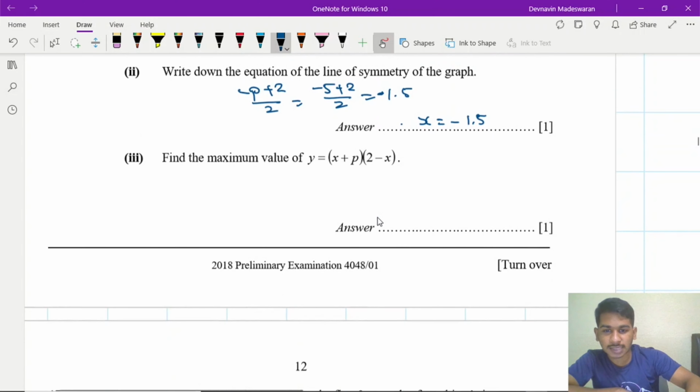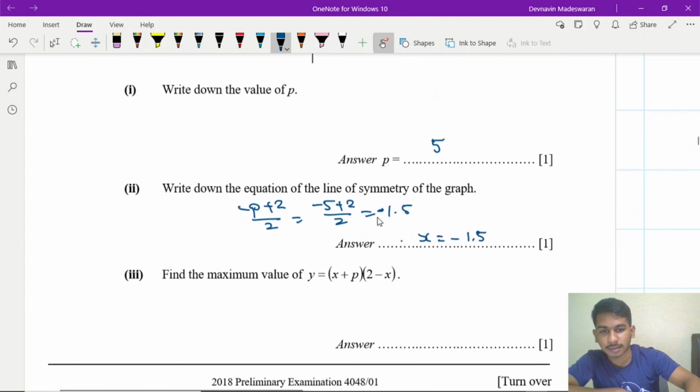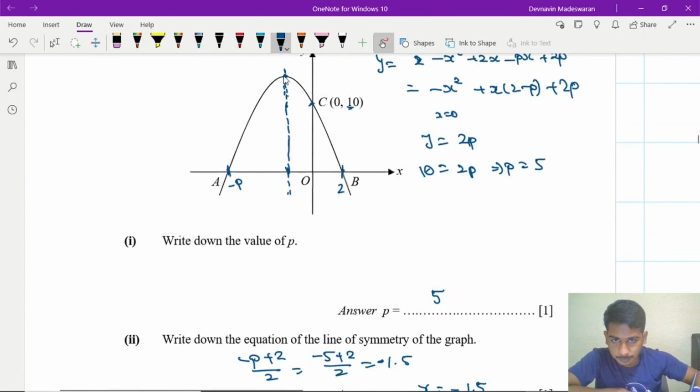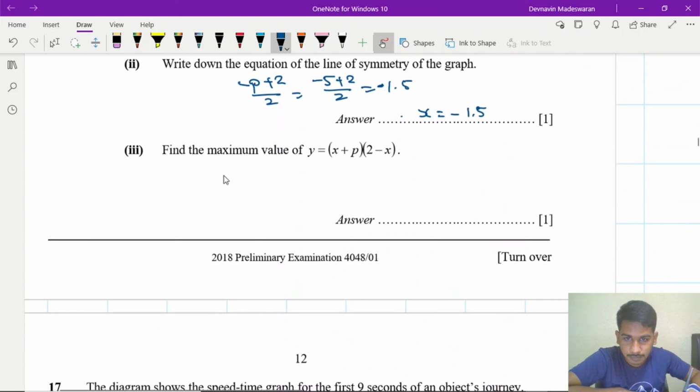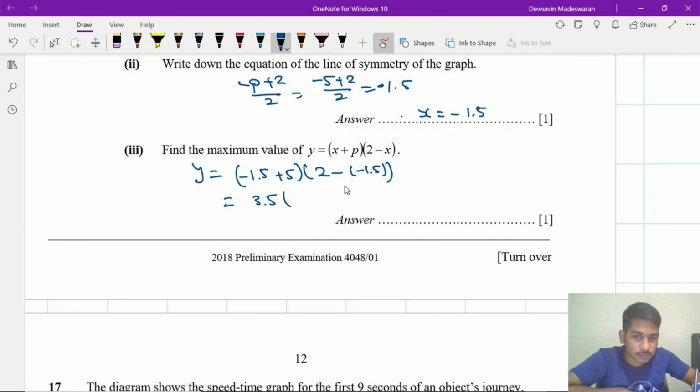Find the maximum value of y equal to that thing. The maximum value happens here, when x is equal to negative 1.5. So let's just sub it in and see what happens. We know p is 5. Then 2 minus negative 1.5 is 3.5, and 5 plus negative 1.5 is 3.5. So it's 3.5 squared. It's going to be 12.25.